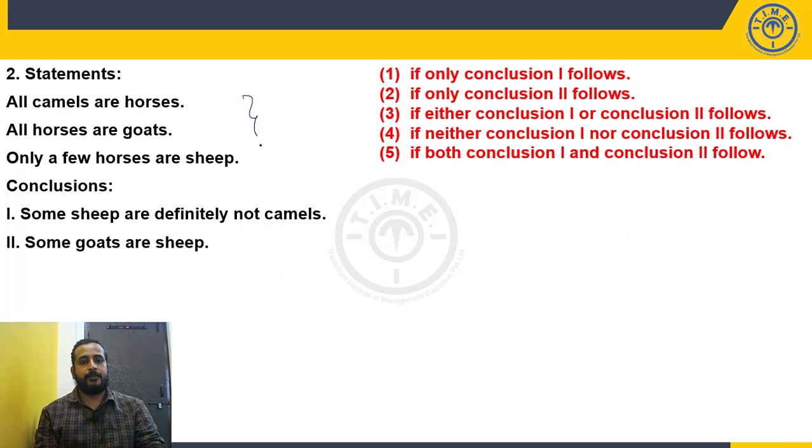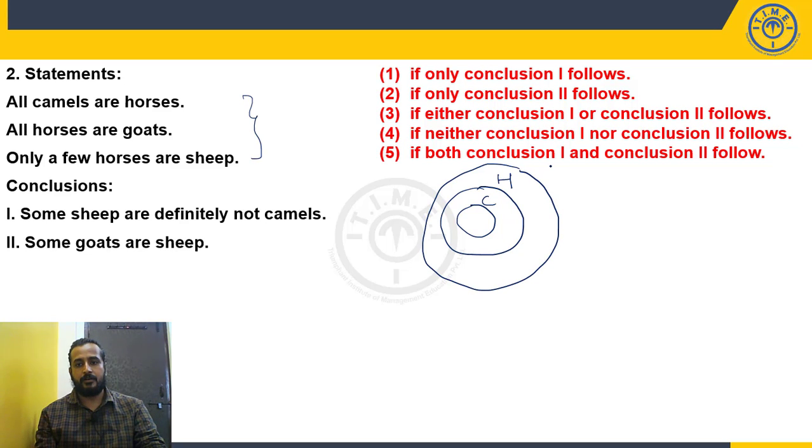We have again been given 3 statements. Let's draw the basic diagram. All camels are horses. I am taking the first letters. All horses are goats. Finally, again, only a few horses are sheep. It means definitely some part of the horses should be outside the sheep.